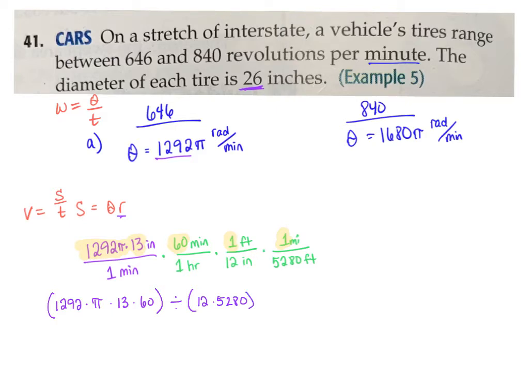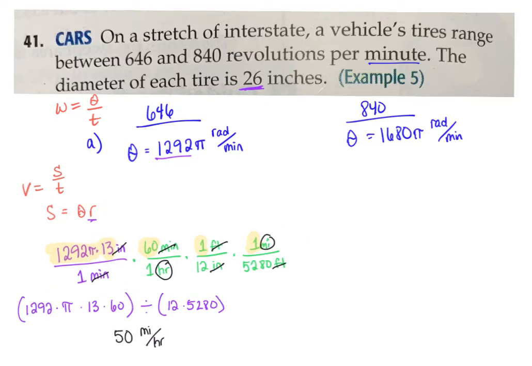One thing you do want to check when you do this is that you did all your conversions. This will keep you from not doing a conversion. You can cancel them out. So my inches canceled out with inches, my minutes canceled out with minutes, and my feet canceled out with feet, and I was left with miles per hour. So here I should round it to the nearest whole, 50 miles per hour.